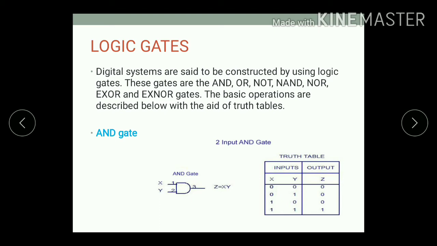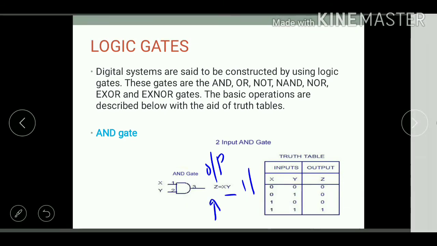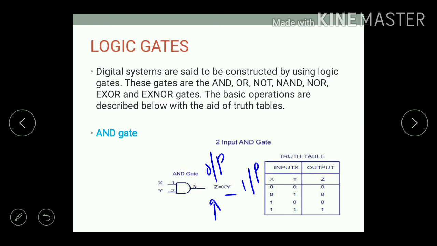So the AND gate consists of two inputs, X and Y, and the output is Z. This is the logical expression for this logic gate, that is nothing but the Boolean expression. Z is the output, and the XY combination is the input. So a Boolean expression is the combination of output and input. So here Z is equal to X AND Y.